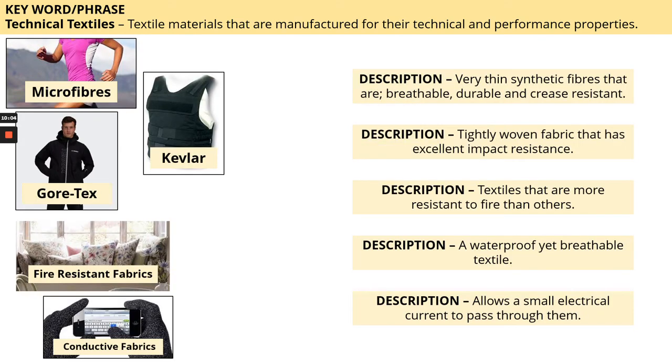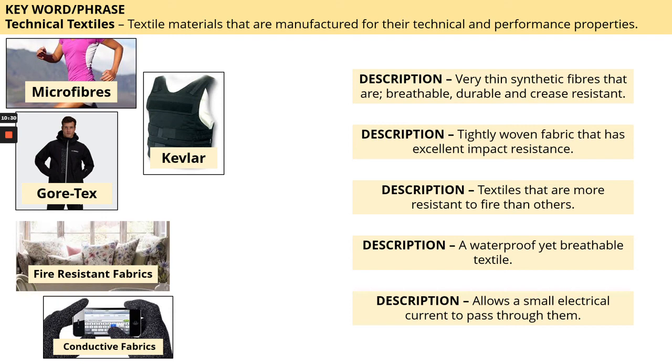Okay, so those were our 5 types of technical textiles. We had microfibers, Kevlar, Gore-Tex, fire-resistant fabrics, and conductive fabrics. Now we've got all of the descriptions on the right-hand side that we've learned. So what I'd like you to do is close your booklet and then start testing ourselves and be honest with ourselves to see how much we have retained from what we've just learned.